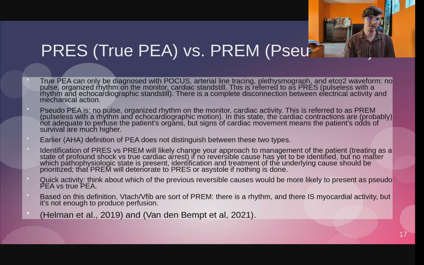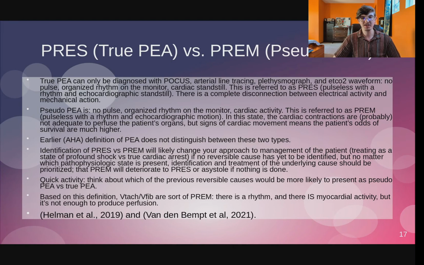The earlier AHA definition of PEA that I gave to you guys does not distinguish between these two types. It treats everything that looks like PEA the same. It doesn't say anything about using point-of-care ultrasound or anything like that. But the truth is that identification of true PEA versus pseudo-PEA will likely change your approach to management of that patient, right? If you identify pseudo-PEA, you're now going to treat them as being in a state of profound shock versus being in true cardiac arrest.